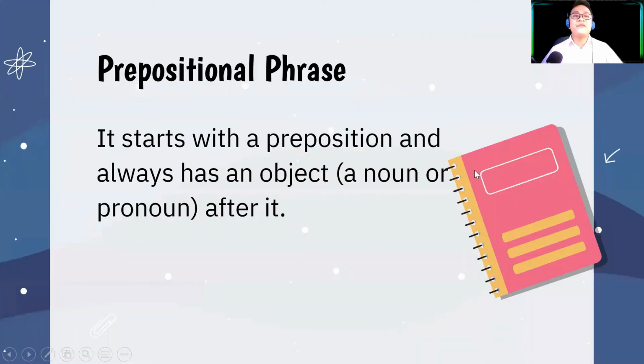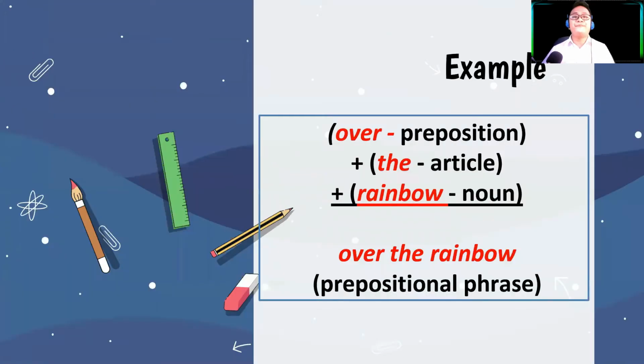Prepositional phrases start with a preposition and always have an object. The object is either a noun or pronoun. The prepositional phrase has an object after it. Example, we have here "over the rainbow." So pag in-analyze natin to, over is a preposition. Then there is the article the, and then there is the noun rainbow. So yung rainbow stands as an object of the preposition over.